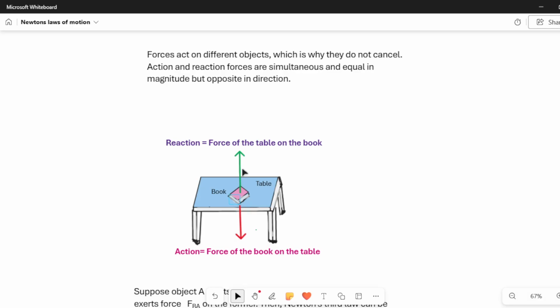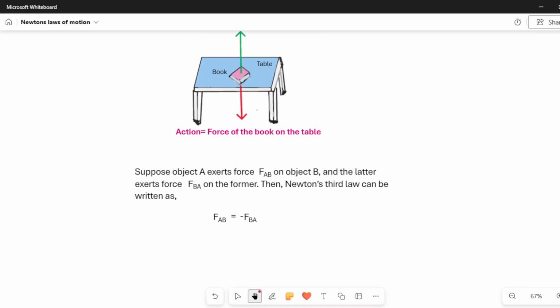But you have to understand that here the forces are acting on different objects. The action is acting on the table, and the reaction is acting on the book. If two forces are acting in different directions on the same object, they can cancel each other and become zero. But here they are acting on different objects. So that is one difference which you should note in Newton's third law of motion. That's why they say from object A to B, B to A.